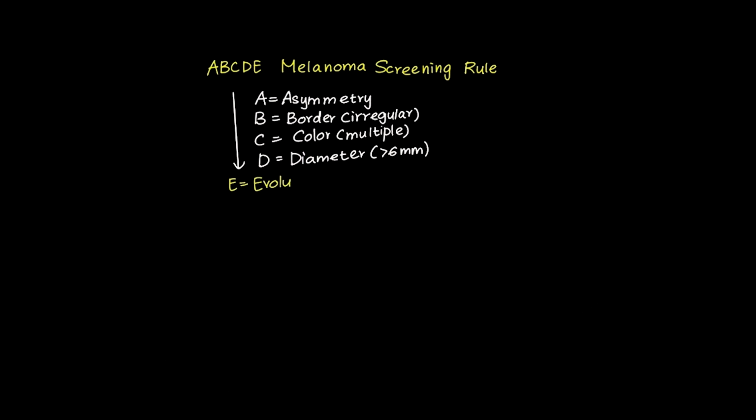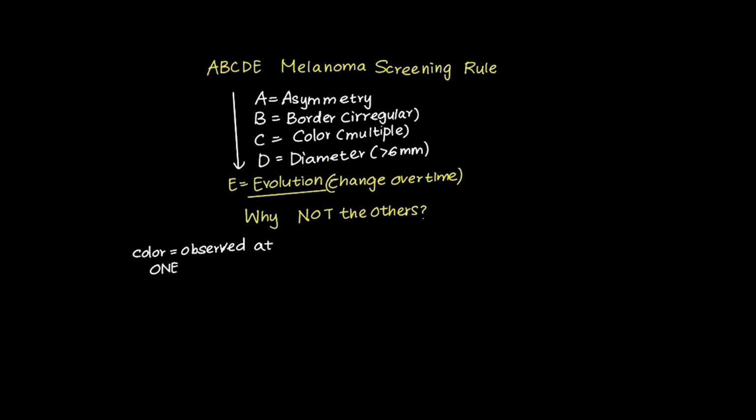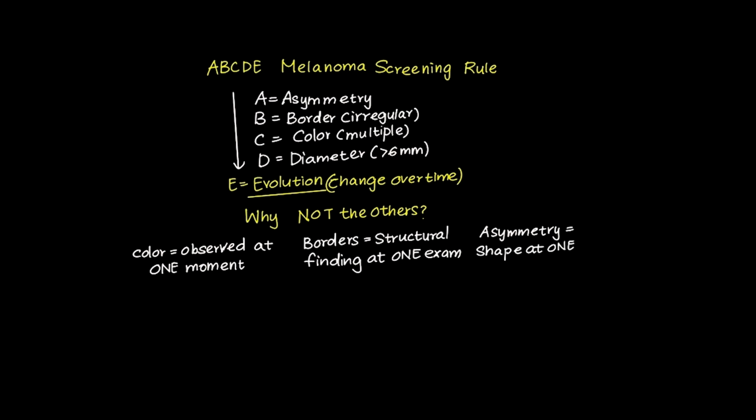Evolution means any recent change in the mole's size, shape, colour, elevation, or symptoms like itching or bleeding. The question specifically asks which component addresses changes happening over time, and that's evolution. Colour variation is observed at a single point, not over time. Irregular borders are a one-time structural finding. Asymmetry is also a single moment observation. Only evolution captures the time dimension.